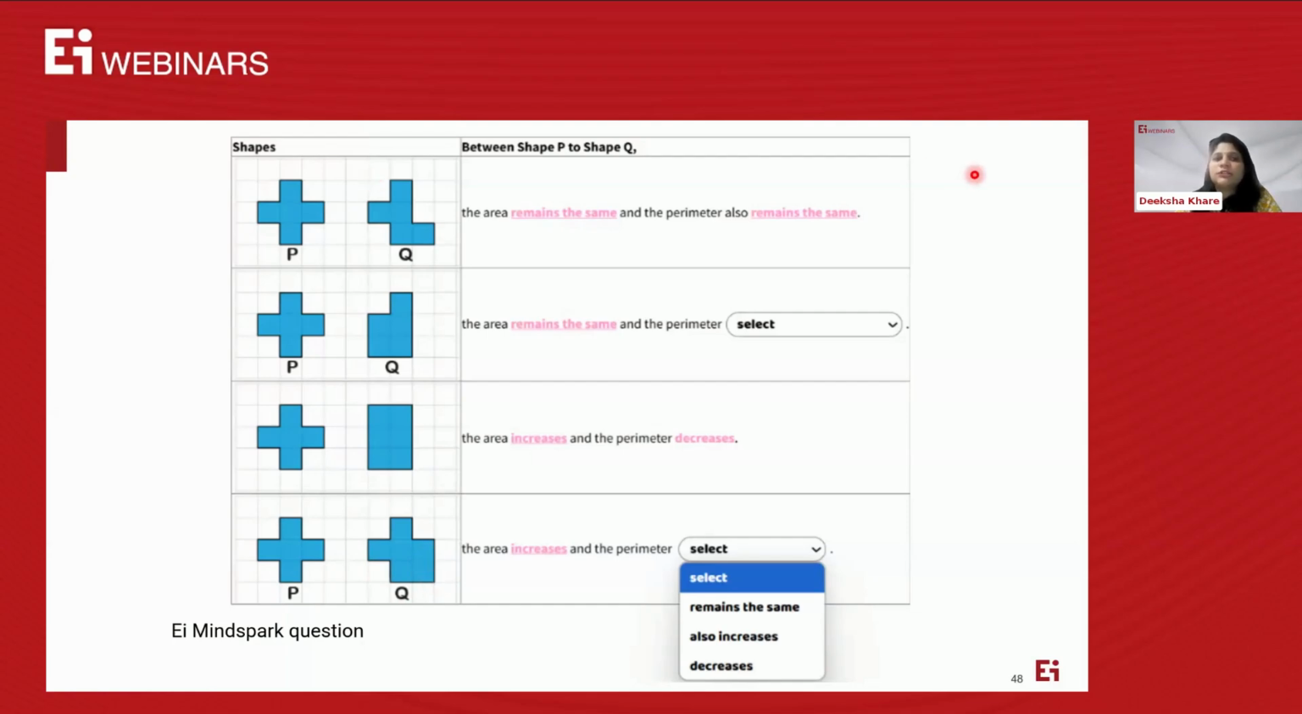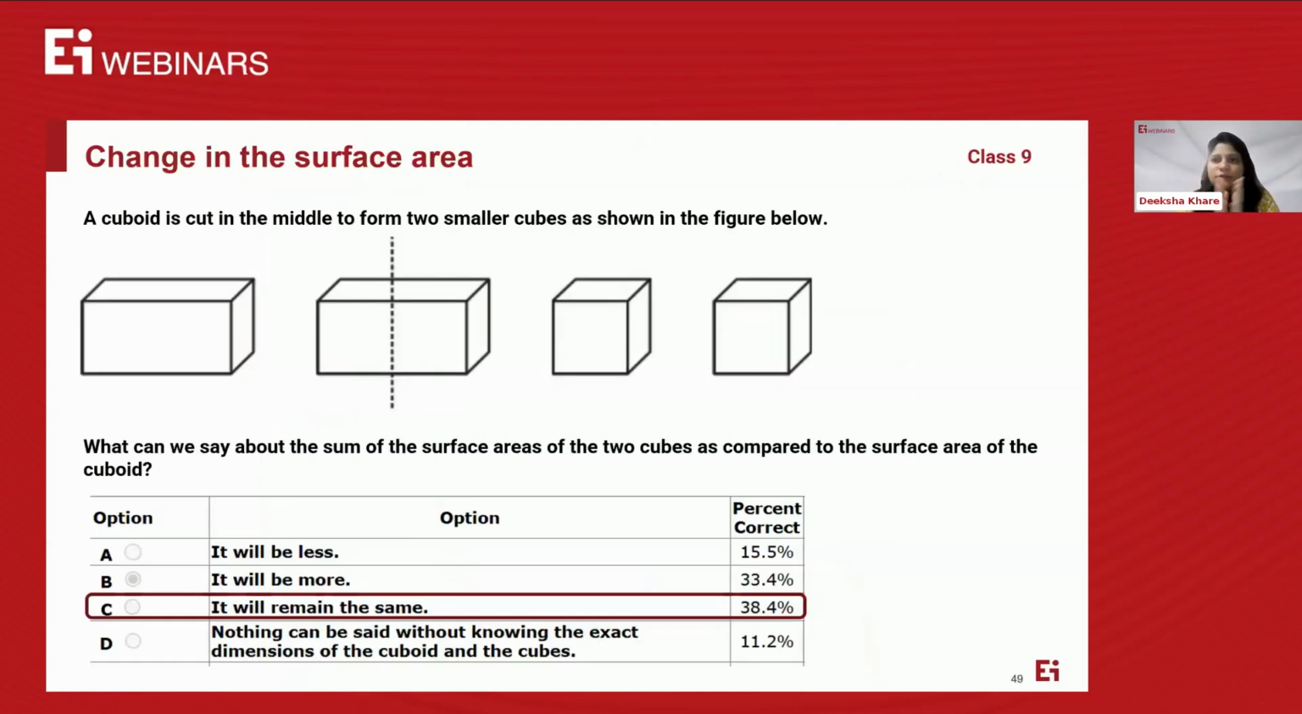This is a question from our Mindspark AI question. This is actually an interactive where students can interact with the system. There is a drop down, they can click on it and they can answer the question. All right. Moving to the next question.